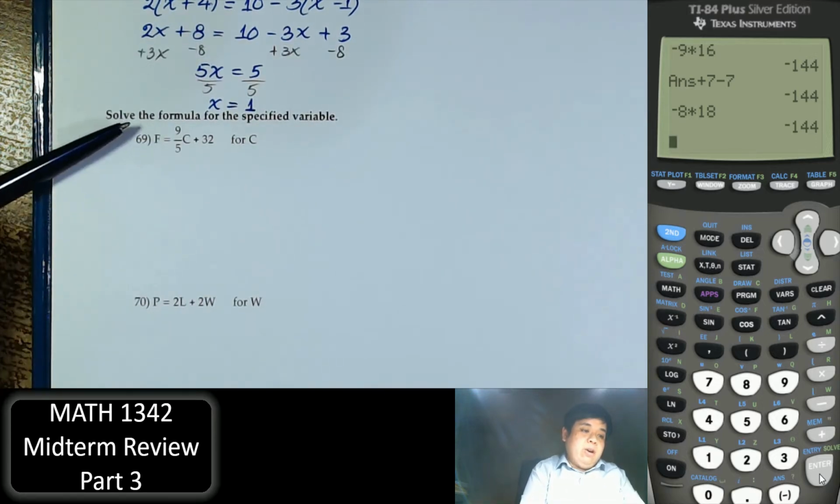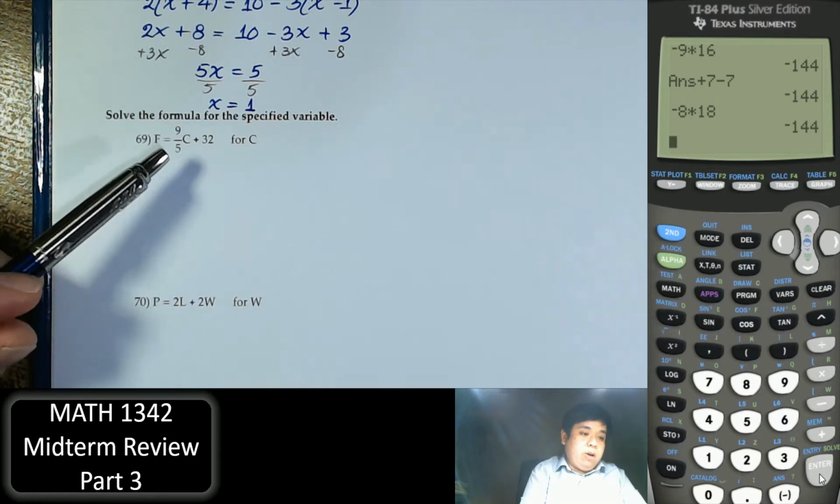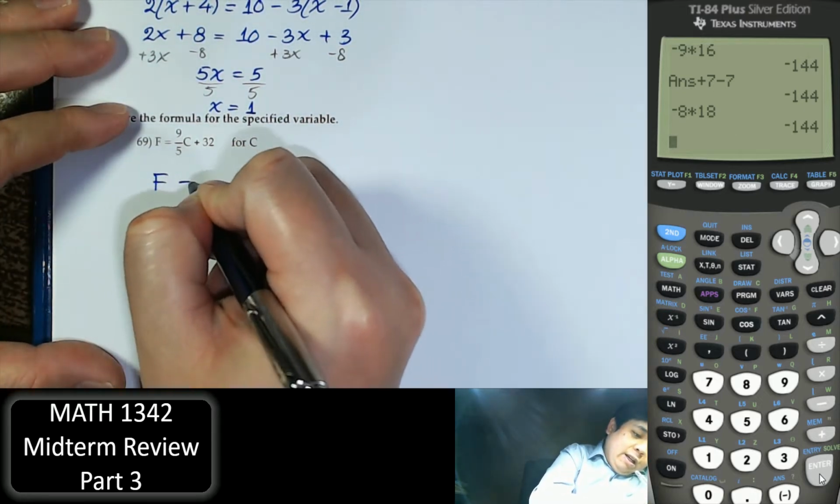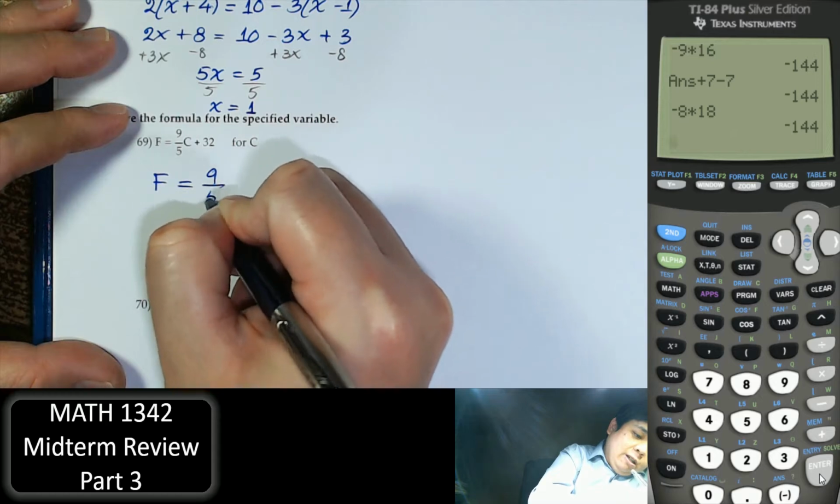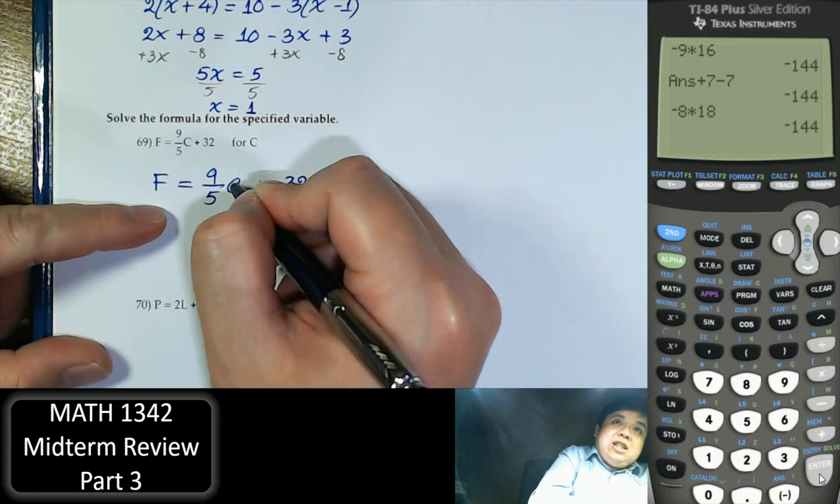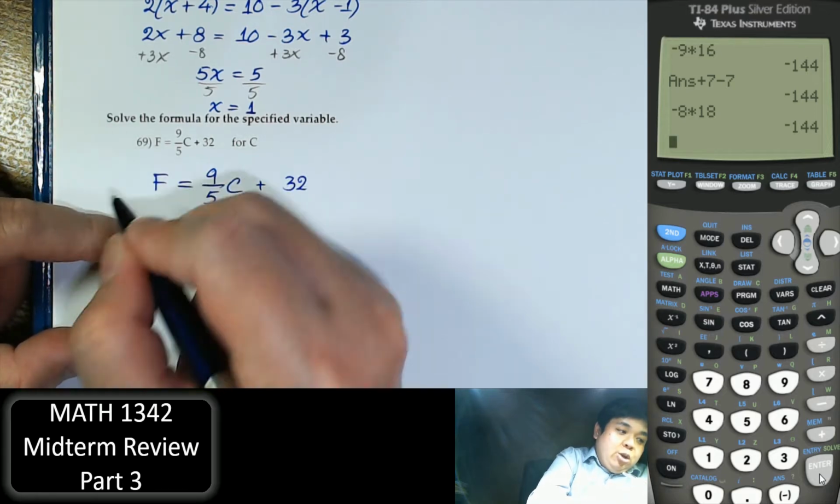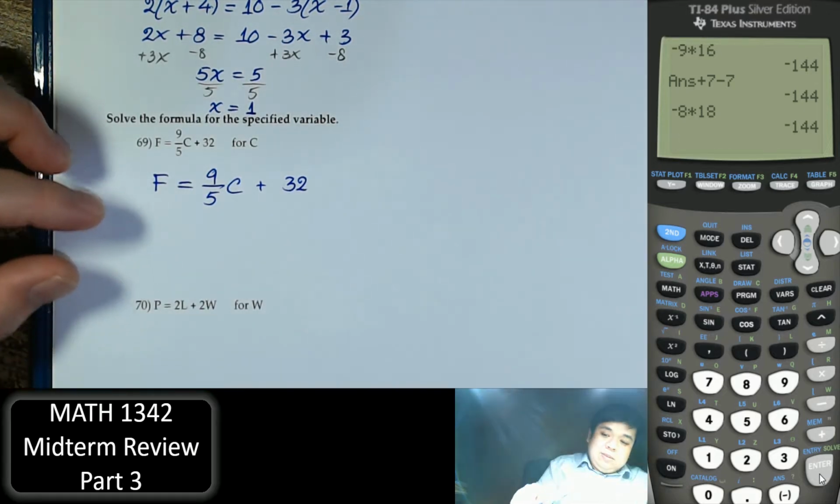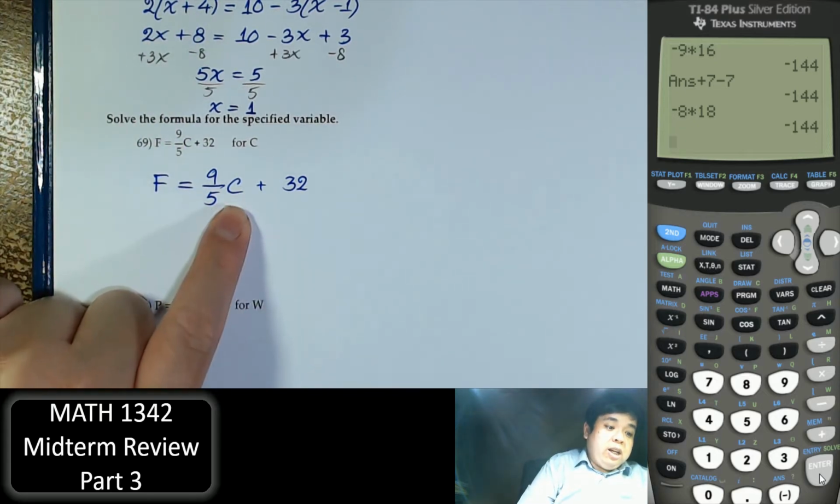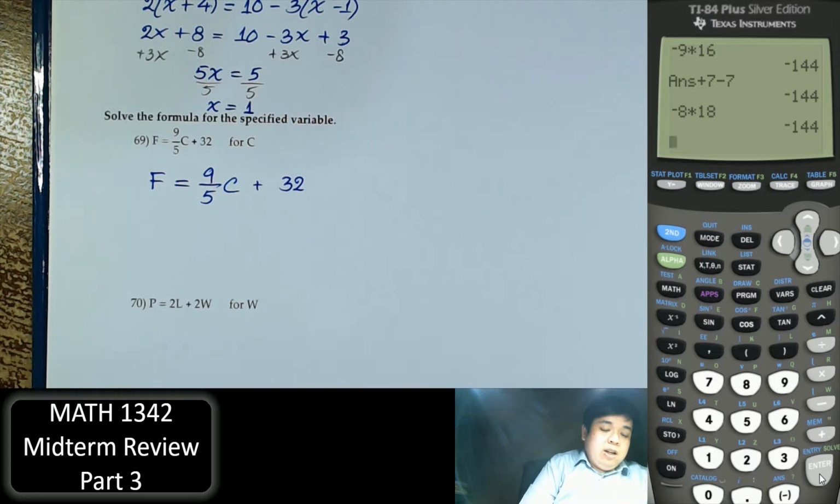Next, solve the formula for the specified variable. So we solve for C here, and here we solve for W. So we have F. By the way, this is the formula relating the temperature in Celsius to Fahrenheit. Whatever the degree in Celsius is, we're going to put it here, and the output is the degree Fahrenheit.